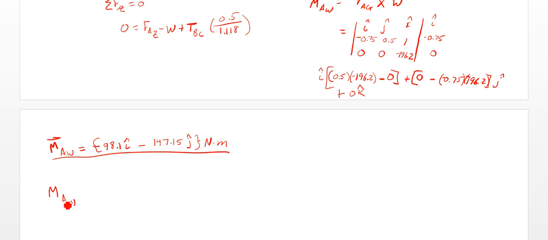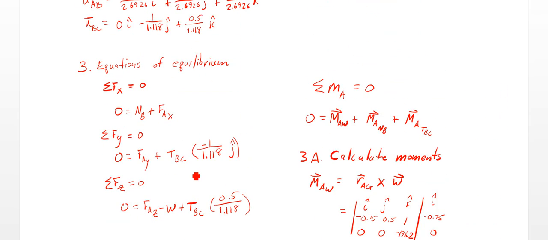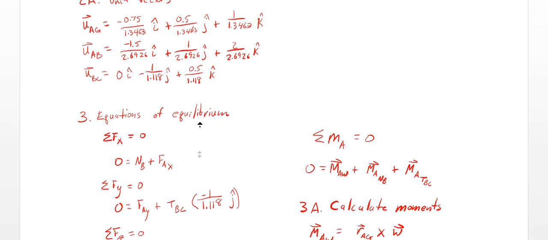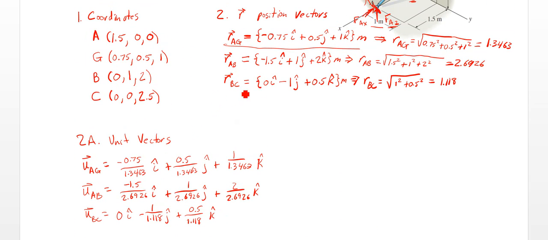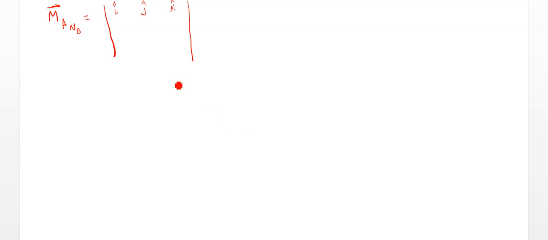Moment due to the normal force at B. I, J, K. What was our position vector again? I'm going to come back up here. So our position vector is here. Negative 1.5, 1, and 2.